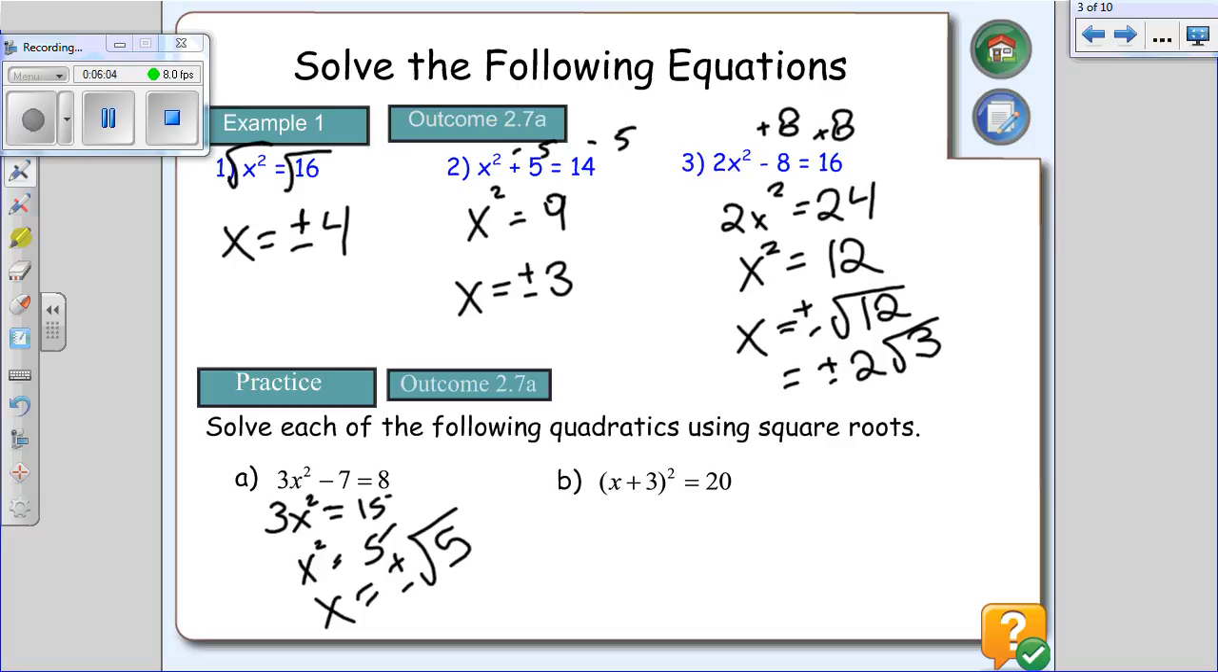B. You're gonna have to square root it right now, right, to get rid of that square sign. So you square root it right off the bat. Square root, and you're gonna get a really weird answer for this one. You're gonna get x plus 3 is equal to the positive or negative square root 20.